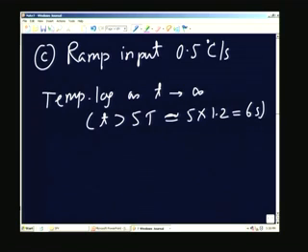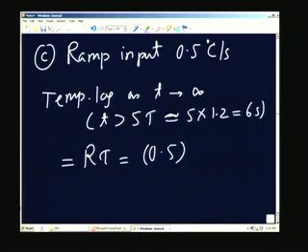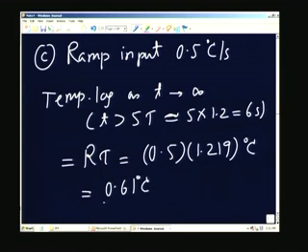For time greater than 6 seconds, you can expect the temperature to lag by an amount equal to R tau. R is 0.5 multiplied by 1.219, this is so many degrees Celsius, and this comes to 0.61 degree Celsius. That means that there is a 0.6 degree difference between the temperature indicated by the sensor and the actual temperature of the ambient, which is varying with respect to time according to a ramp input.